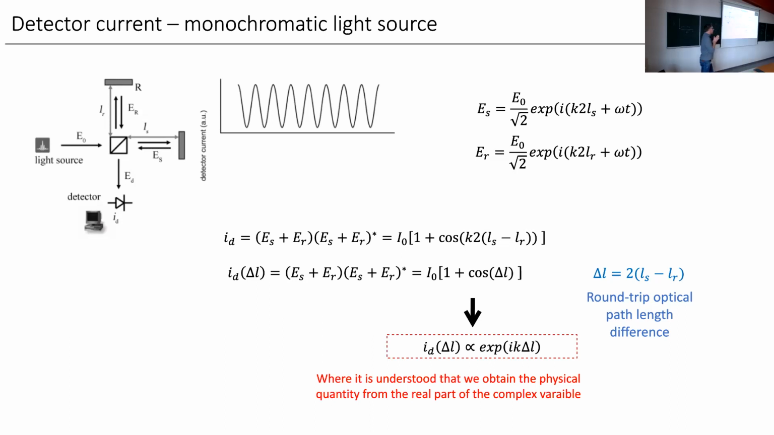If I write this cosine term in complex form, as a complex exponential, it is simply this. So my detector current is a function of delta L, the exponential times k. Of course, the implicit thought is that if you want the real physical signal, you have to take the real part of this complex factor. This is a simple expression for the monochromatic case.